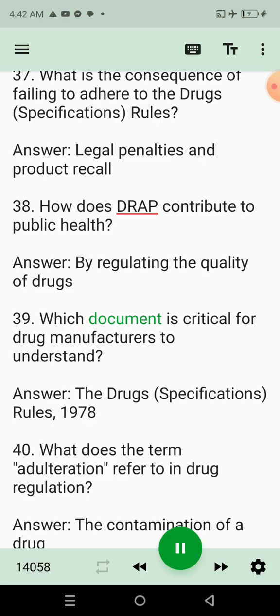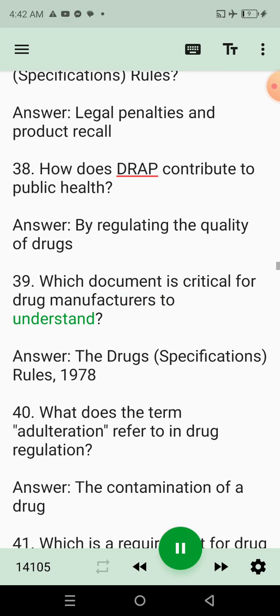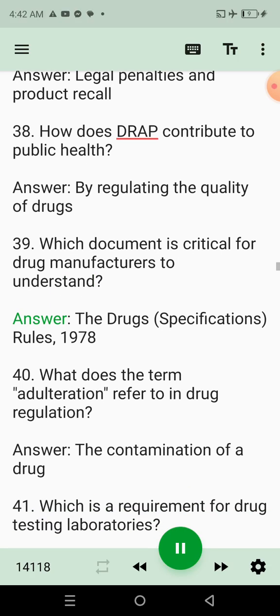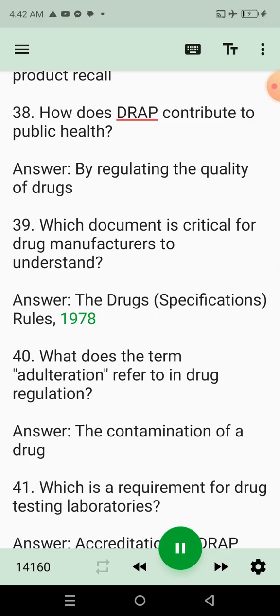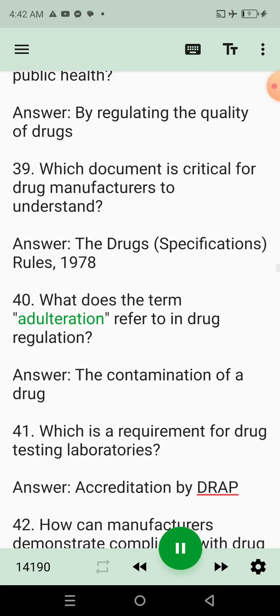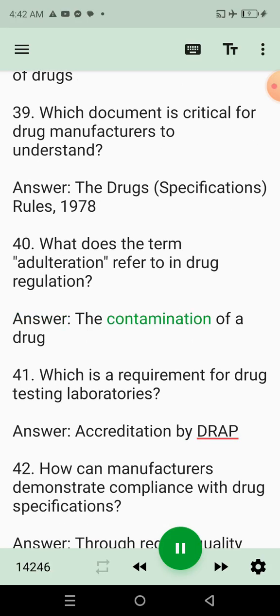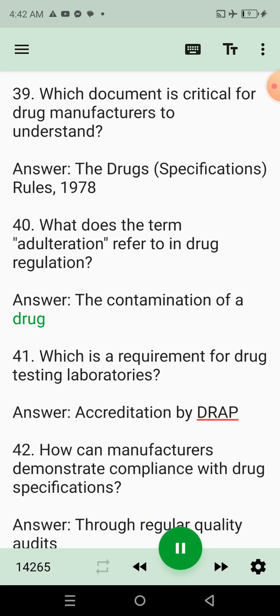39. Which document is critical for drug manufacturers to understand? Answer: the Drugs Specifications Rules, 1978. 40. What does the term adulteration refer to in drug regulation? Answer: the contamination of a drug.